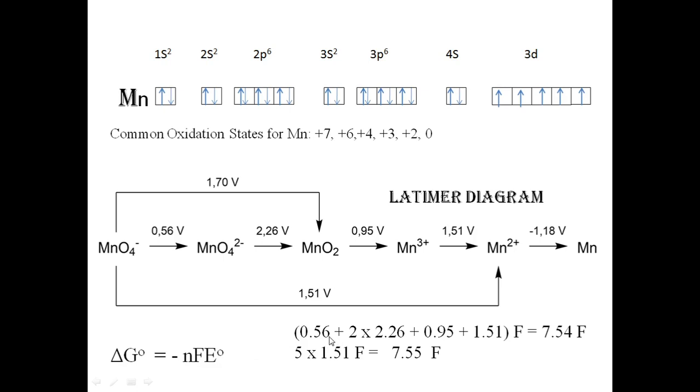This way you can count in the first part, like MnO4 minus to MnO4 2 minus, it is a 1 electron system, so 1 into 0.56, plus MnO4 2 minus to MnO2, this is a 2 electron system, so 2 into 2.26, plus MnO2 to Mn3 plus, it is a 1 electron system, so 1 into 0.95, plus Mn3 plus to Mn2 plus, it is again a one electron system, so 1 into 1.15, altogether into F, and the result is 7.5 F.